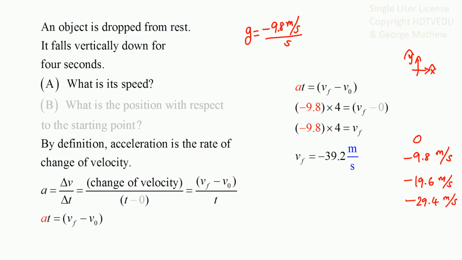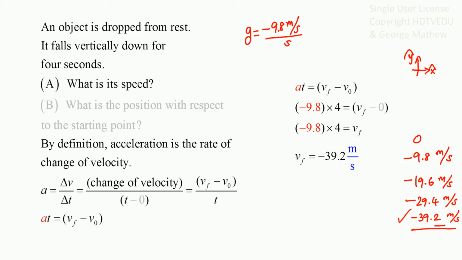At the end of 4 seconds, what happens? It'll be negative 9.8 more than negative 29.4, negative 39.2 meters per second. We have a velocity of negative 39.2 meters per second. Why is the velocity negative? Because we are on our way down. We define positive as vertically up.